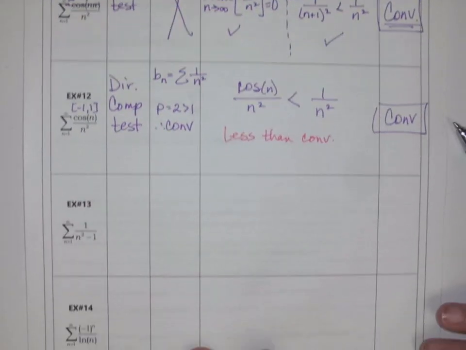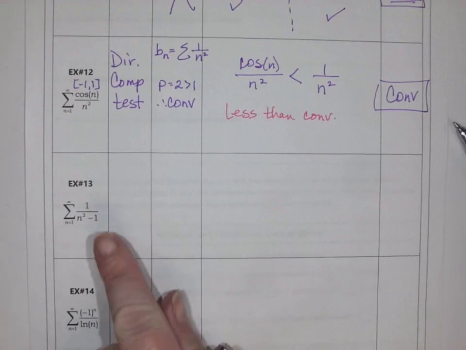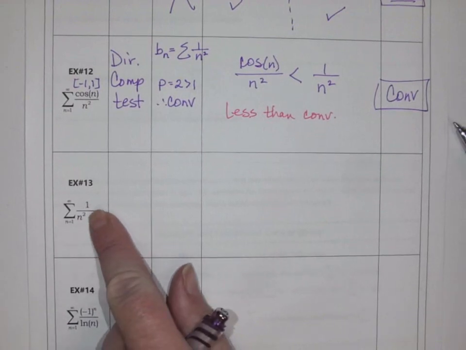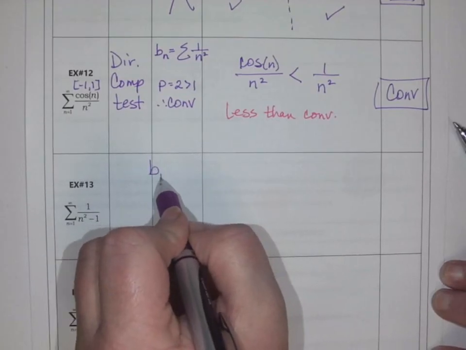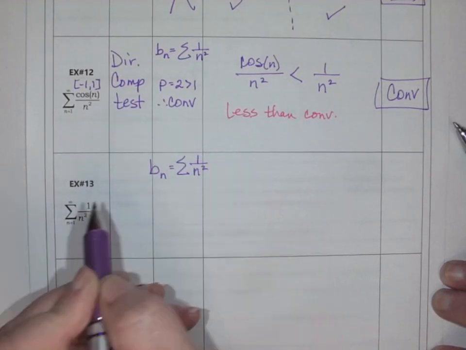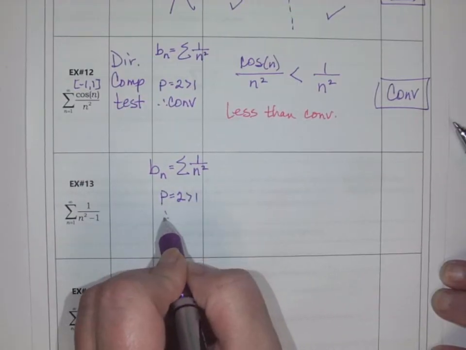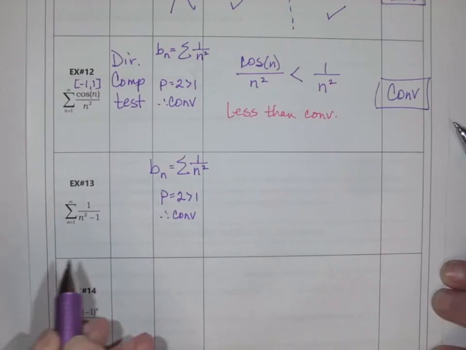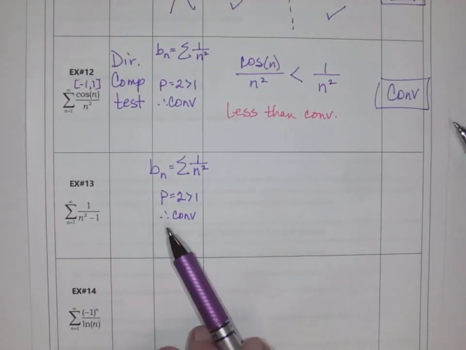Okay. All right, now I have 1 over n squared minus 1. So again, really close to p series 1 over n squared. So let's try comparing it to 1 over n squared. So we have the sum of 1 over n squared. So our p value is equal to 2, which is greater than 1. So therefore, we converge. Okay, so now let's see which comparison test we're going to use.